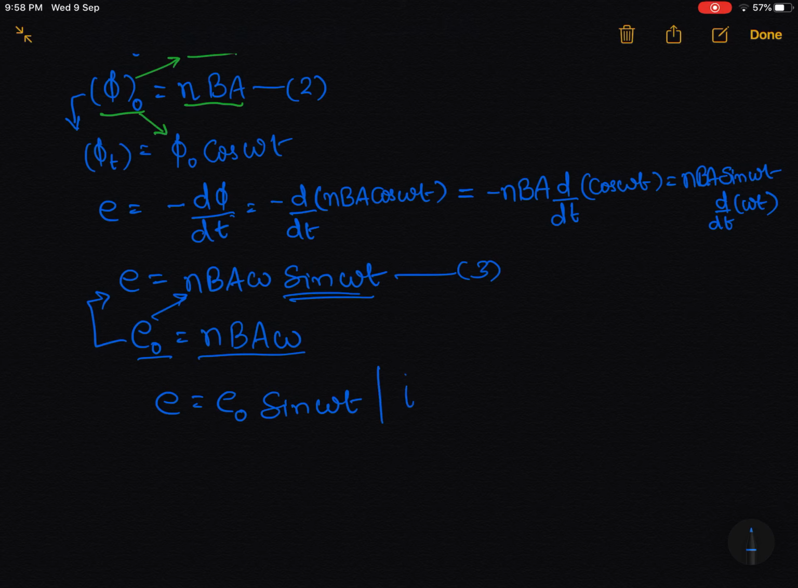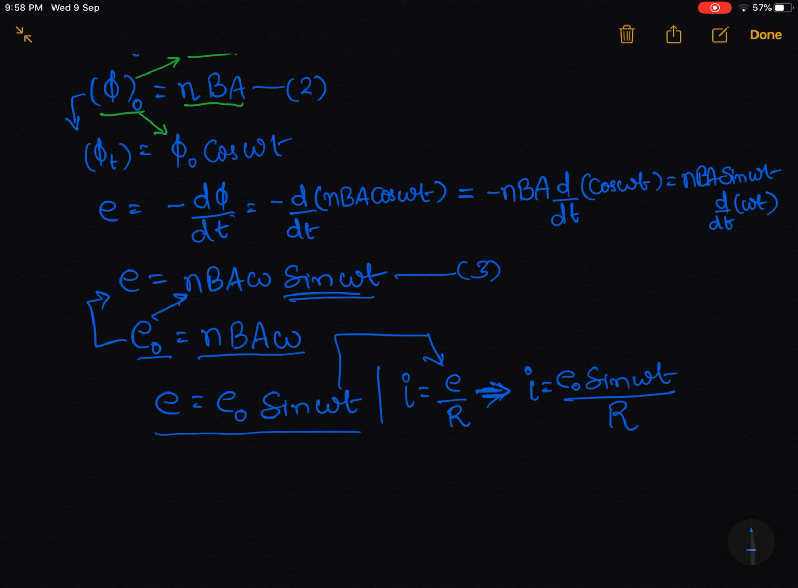Now we all know that I is equal to what? I is equal to E upon R, that is V by R, your basic Ohm's law. So let me just say your I, which is equal to V by R, is your basic equation. Let me substitute the value of E in this equation. So I will be equal to E naught sine of omega t divided by R.